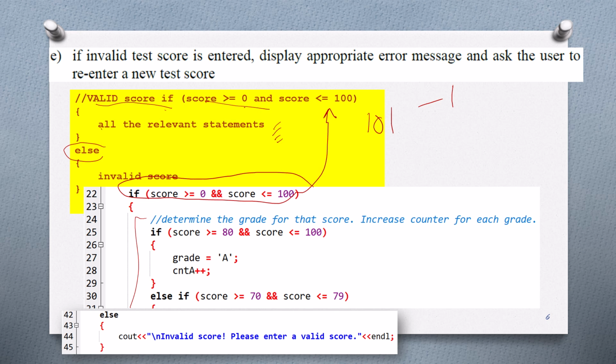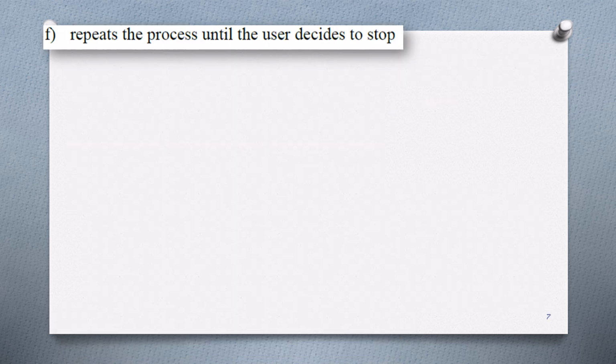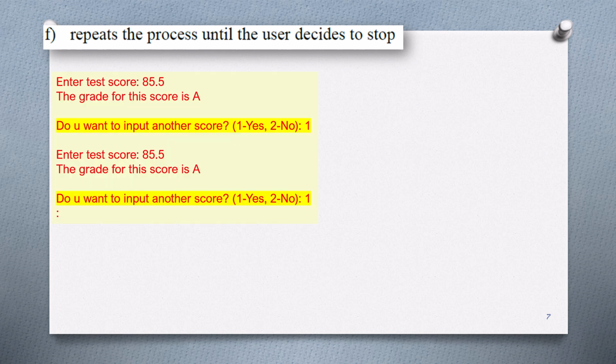Next, for the invalid score section, display "invalid score, please enter a valid score." Right. Next, now repeat the process until the user decides to stop. This is a sentinel loop.